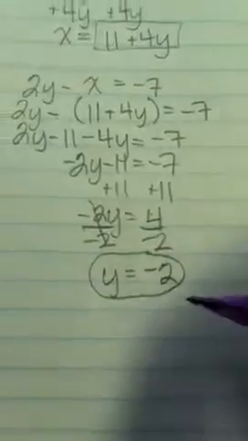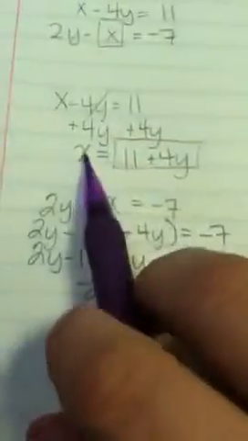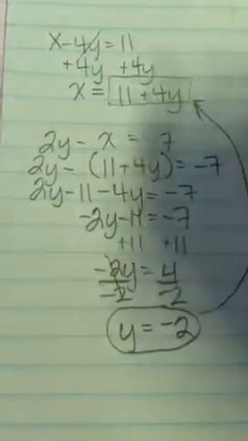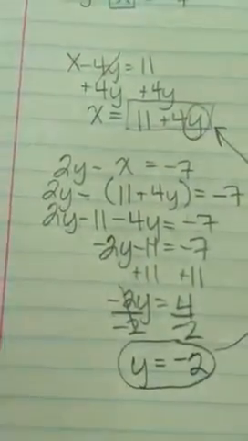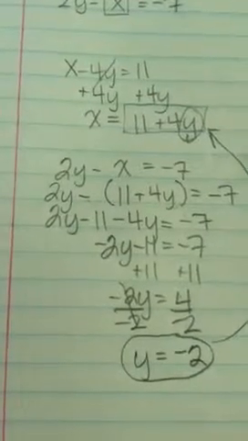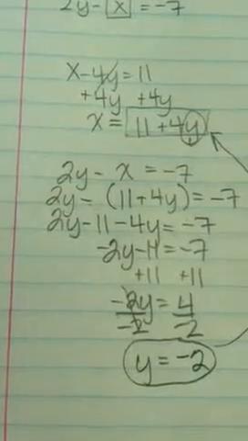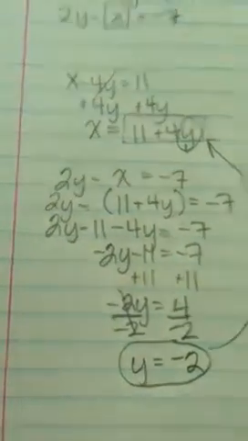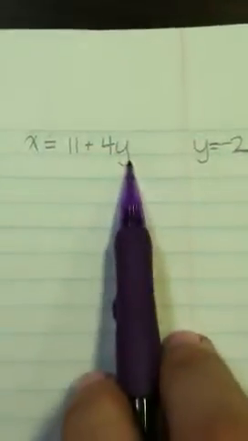Now that I have this, I'm actually going to go back up here where it says x equals 11 plus 4y, and I'm going to plug in my y equals negative 2 for the y in this equation. So I'm going to rewrite at the top of my paper, just to keep track of everything, the things that I have. I'm going to take inventory. Okay, so I've rewritten x equals 11 plus 4y and y equals negative 2. So I'm going to plug in negative 2 for y.